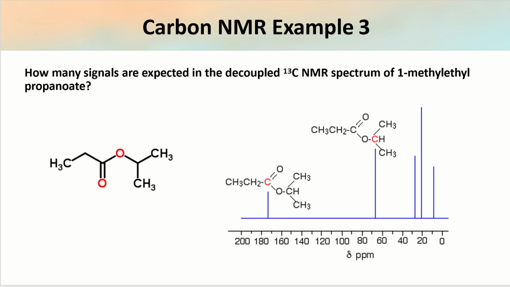All right, so how many signals are expected for this particular compound, 1-methylethyl propanoate? All right, so let's see. Take a second to figure it out.